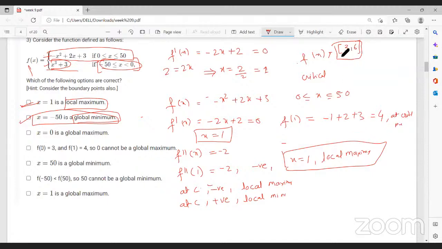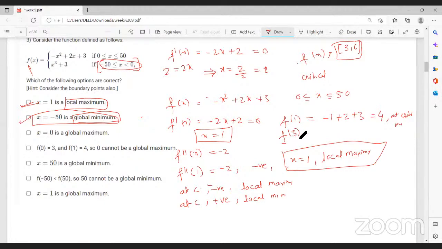Now I have to find out the value of this function at the boundary points also. Sir, in f of 1, you wrote -1, no? It's minus x square, so the minus is separate; it is not linked with the 1. You can see in the function it is minus, separate, x square. That's why if I put x equals to 1, I will get the function value 4.